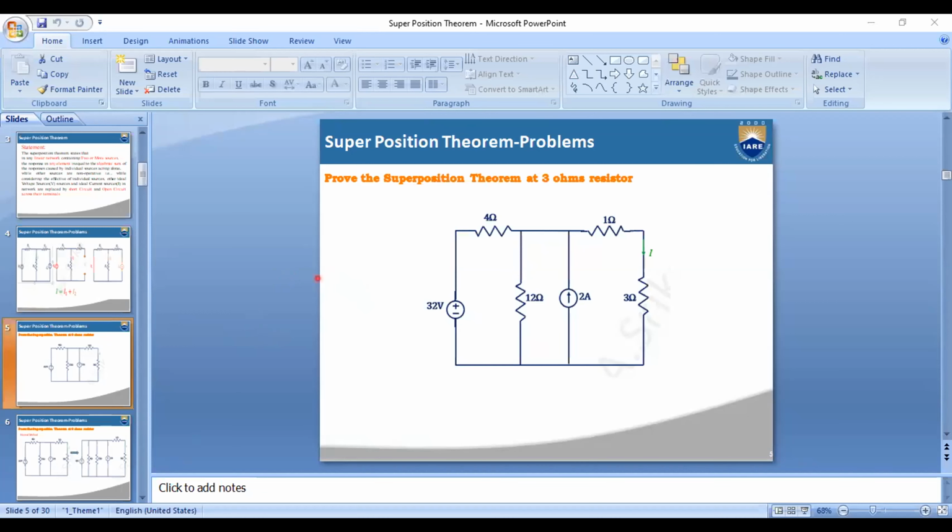Here I am taking two sources, 32 volts and 2 amps, and a 3 ohm load. From the superposition theorem, the first case is when the two sources, 32 volts and 2 amps, are acting; in that case we have to find the current value. Next, when only 32 volts is acting, the current is I1. When 2 amps is acting, the current is I2. So the total I is equal to I1 plus I2.